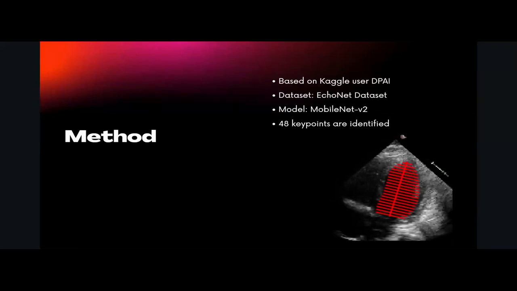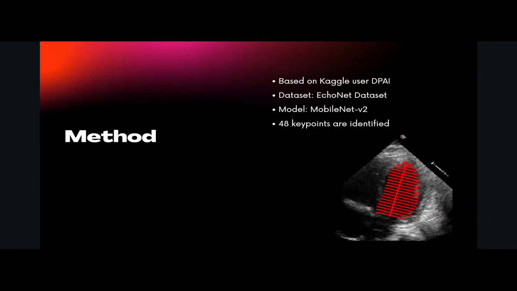So my method is based on a Kaggle user named DPAI because I needed guidance on how to extract the end diastolic and end systolic frames because it was a video. And so that helped me extract those frames, and the ES frame is when the left ventricle is the smallest, and then the ED frame is when the left ventricle is the largest. And I also really liked the way that he displayed the results, and so that is a picture on the bottom of an example of how the results were displayed.